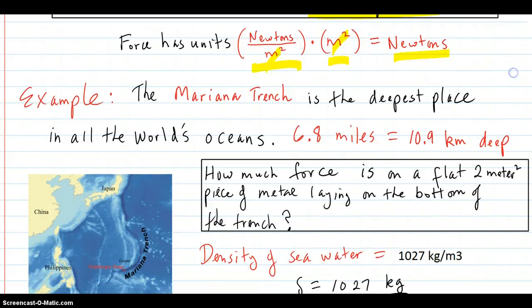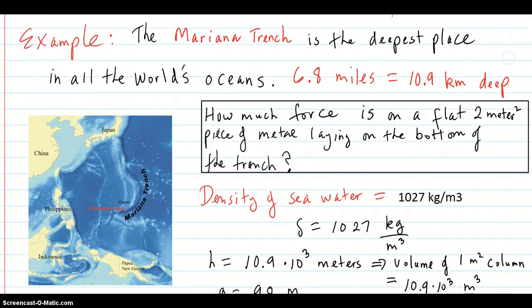Here's an example. The Mariana Trench is the deepest place in all the world's oceans. It's 6.8 miles deep, which is 10.9 kilometers. And over here on this map is the Mariana Trench right in there. In relation to Japan, it's in the South Pacific over here, the Philippines. So you've heard about the Mariana Trench.